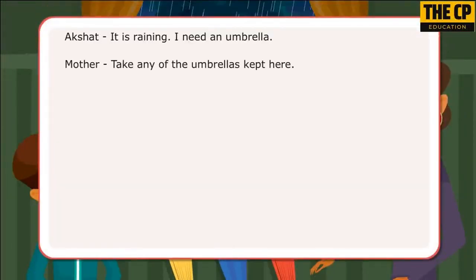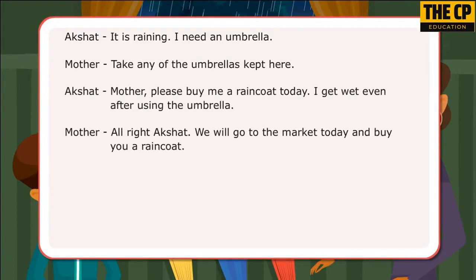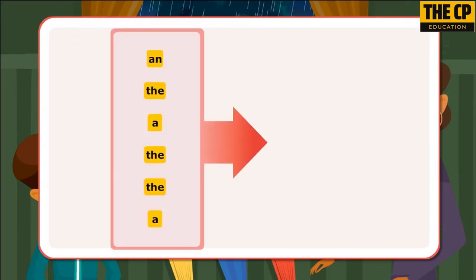In the dialogues, the boy and the mother have used words that give information about the nouns that follow and make it clear whether something general or specific is being mentioned. The words a, an, the are examples of articles.